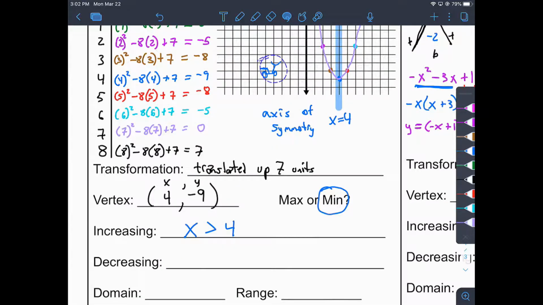It's decreasing for any x value that is less than 4. Now, some have asked me what happens at exactly 4. Well, because the bike is flat at exactly 4, it's neither increasing nor decreasing.